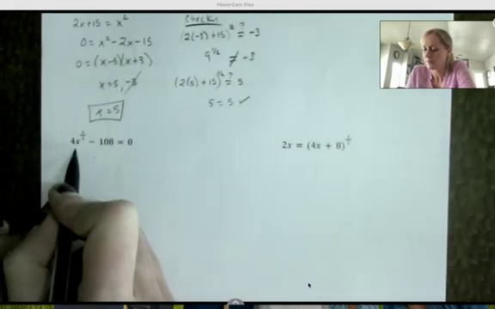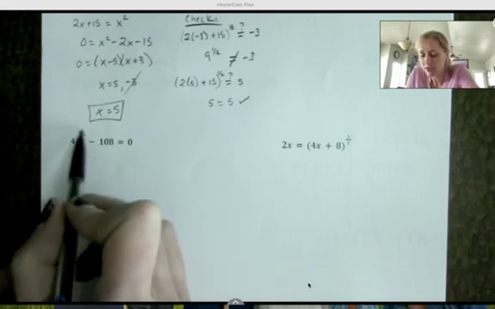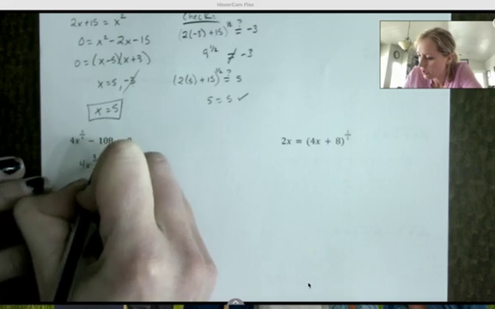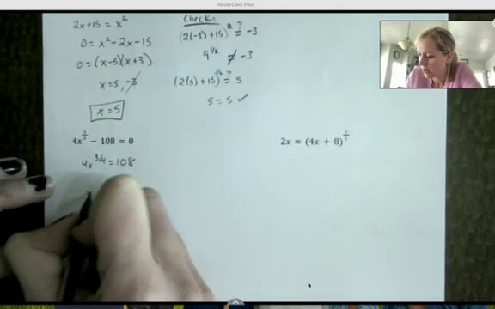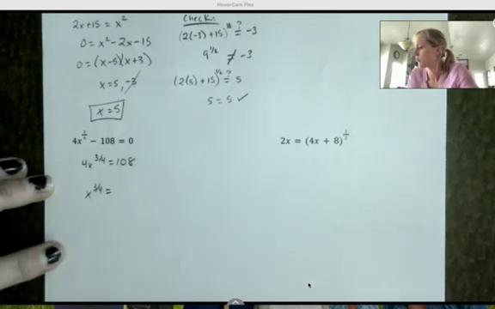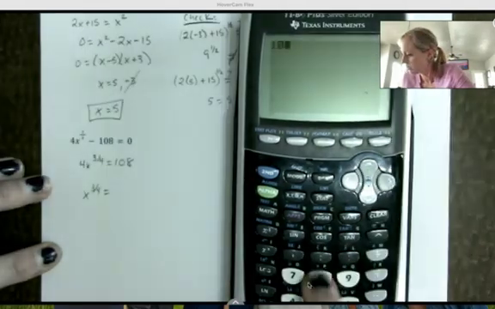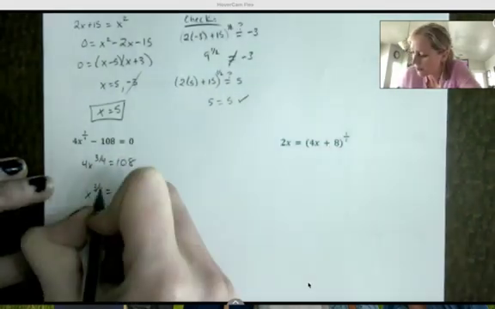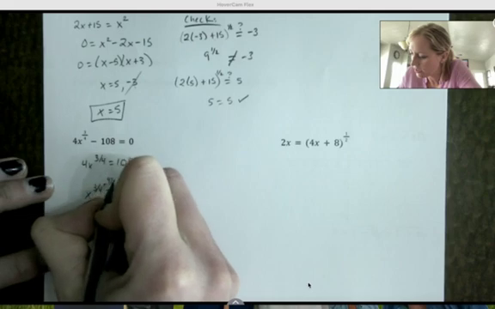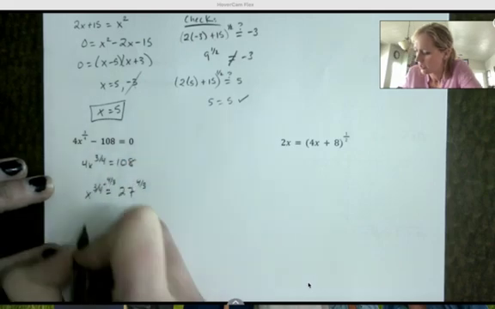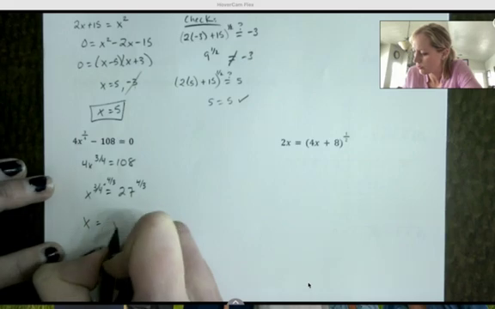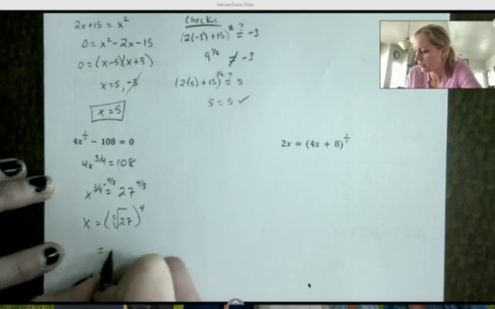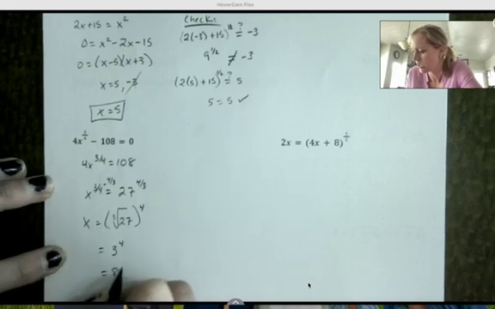Okay, last two here. Again, I want to get the x with the exponent by itself, so I'm going to add 108. Divide by 4. And 108 divided by 4 is 27. Okay, so now I'm going to apply the reciprocal exponent. Okay, so this is cube root of 27 to the 4th. So you get 3 to the 4th, which is 81.